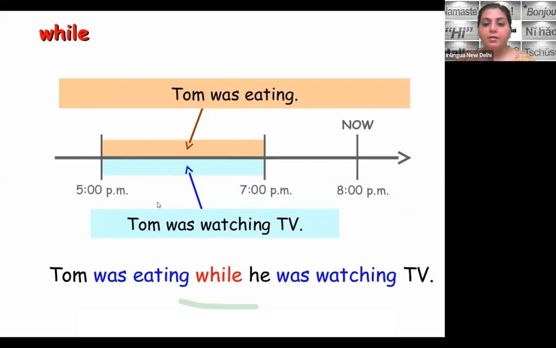Another example, Tom was eating at some point between 5 p.m. and 7, and at the same time, Tom was watching TV. So Tom was eating while he was watching TV, meaning he was watching TV and he was eating at the same time. You can also say Tom was eating while watching TV. That's also correct.